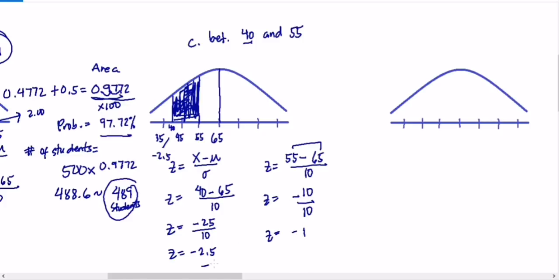Okay, kung mapapansin nyo, parehas negative kasi parehas silang nasa kaliwa. Kaya, negative yung magiging sagot talaga. So, yan ay negative 1 or negative 1.00 kung lalagyan nyo ng decimal. Now, kunin natin yung value nito sa table. Kunin natin yung sa table. Ito rin, kukunin natin sa table. So, negative 2.5 or 2.50. Parehas lang yun. So, negative 2.50.